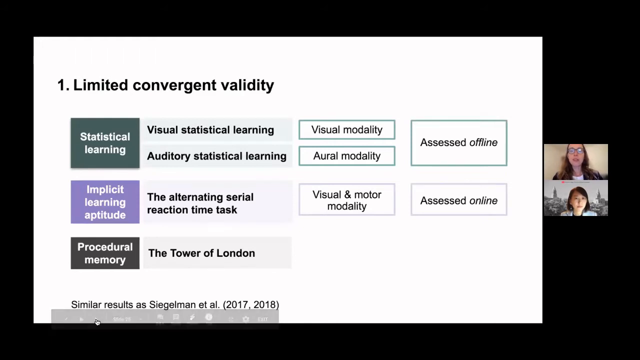First of all, with regard to the convergent validity, we found limited support for the convergent validity of our different measures, in particular for the convergent validity of the two statistical learning aptitude measures. In this regard, our results were very similar to those of Ziegelman et al. 2017-2018, who reported very similar correlations, the same strength between these two measures.